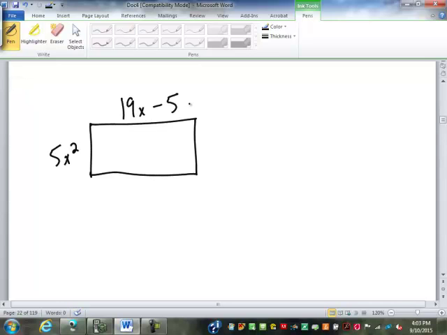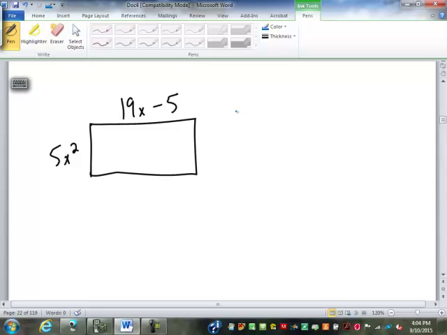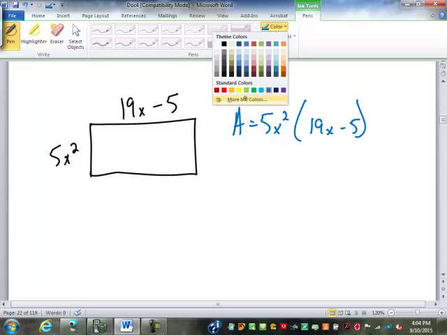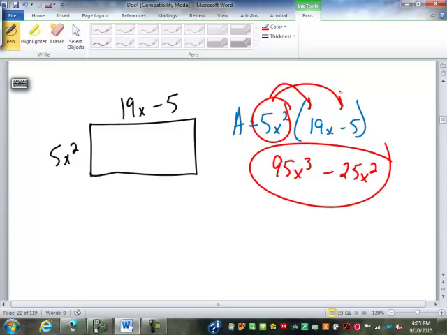Find the area. I'll give you a minute to work on that one. So, we'll go 5x squared times 19x minus 5. What do we get? Okay, good. 5x squared times 19x is 95x to the third. And 5x squared times negative 5 is a negative 25x squared. Questions?